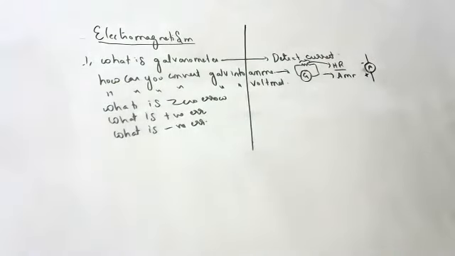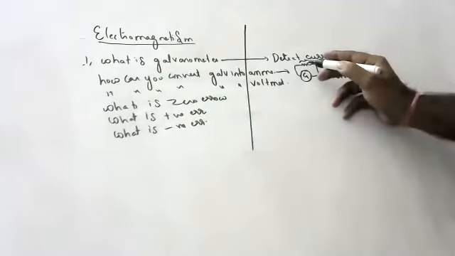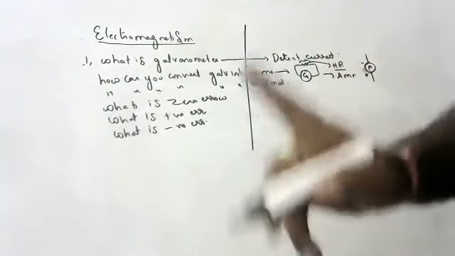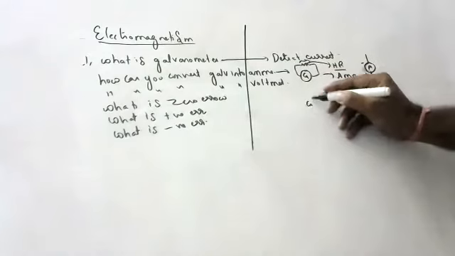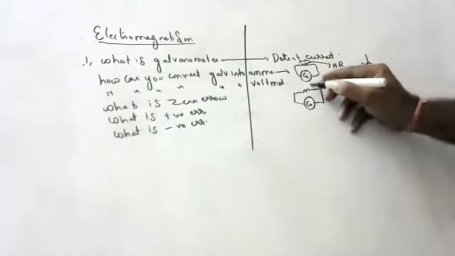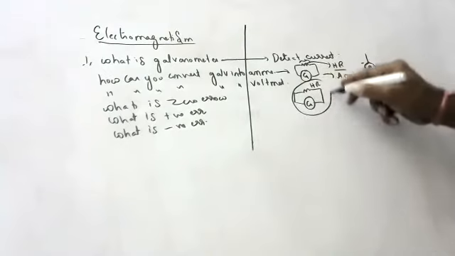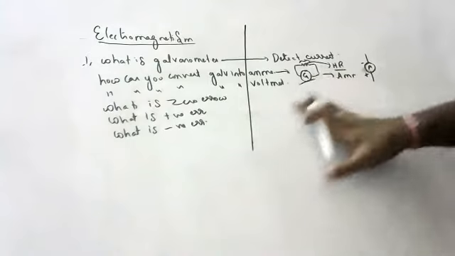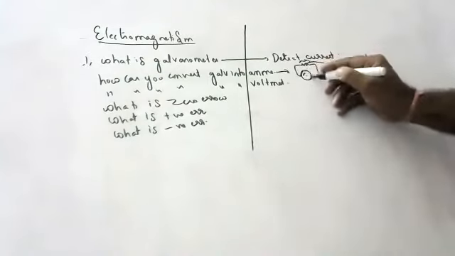Okay, how do you convert a galvanometer into an ammeter? A small resistance connected in parallel to the galvanometer converts it into an ammeter. Take one galvanometer, connect one small resistance in parallel. This whole instrument is now an ammeter, but an ammeter is connected in series. This is how you will convert a galvanometer into an ammeter.